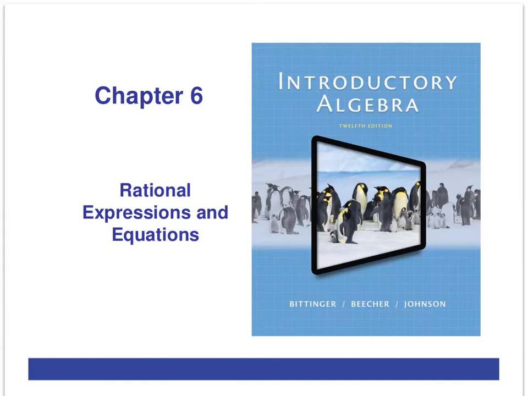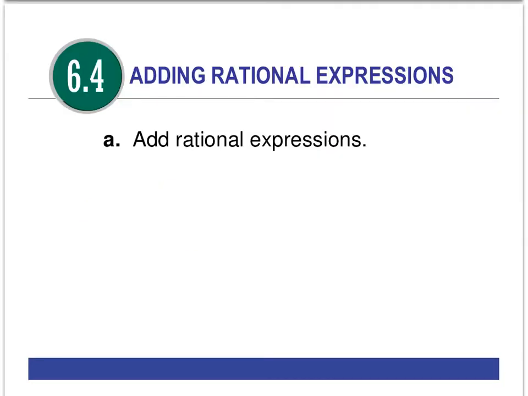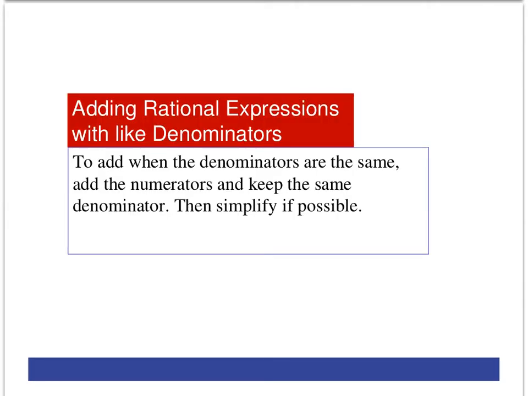Okay, we're in chapter 6 again, and we're looking at 6.4. We're going to add rational expressions. So when adding rational expressions with like denominators, you simply add the numerators together and keep the denominators the same. And then we simplify if possible or if needed.